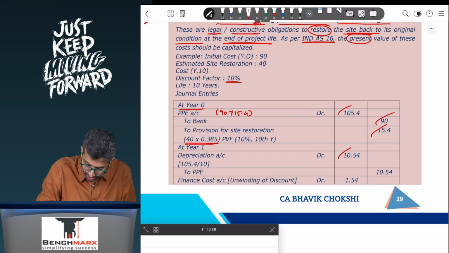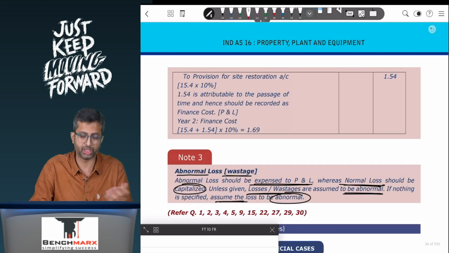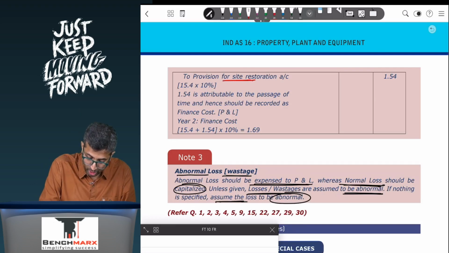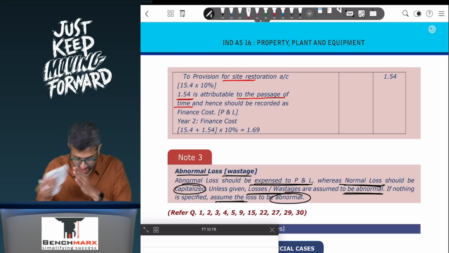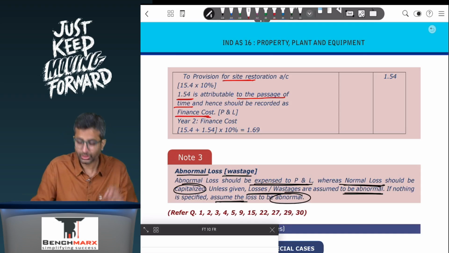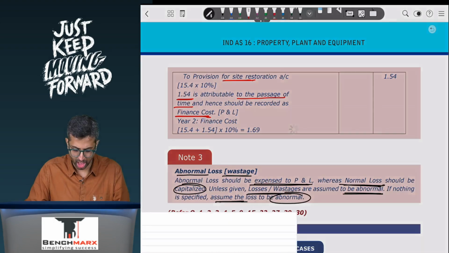Every year, the important part over here would be that there will be finance cost. This is unwinding of discount. 1.54 in the first year, this is nothing but 10% of 15.4 to provision for site restoration. We have explained 1.54 is attributable to the passage of time and hence should be recorded as finance cost. It should not be taken to the asset. It is linked to the passage of time and hence it will be taken as finance cost. Are we clear with this?